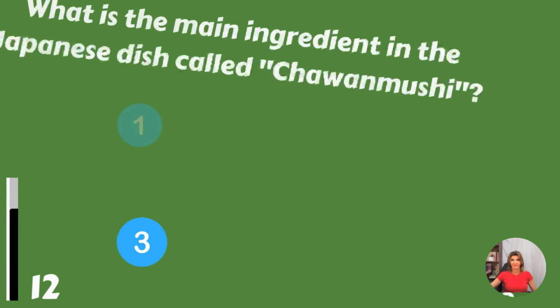Who was the first emperor of China? Jin Shi Huang, Liu Bang, or Kublai Khan? Jin Shi Huang.